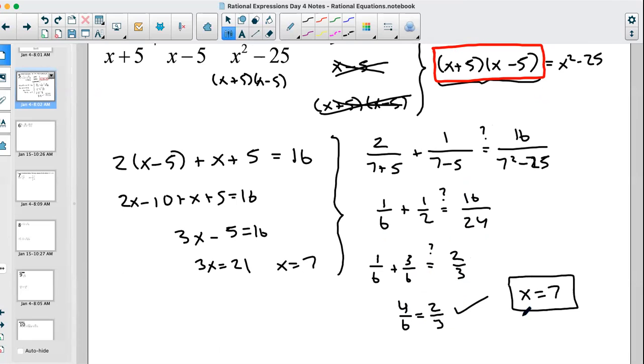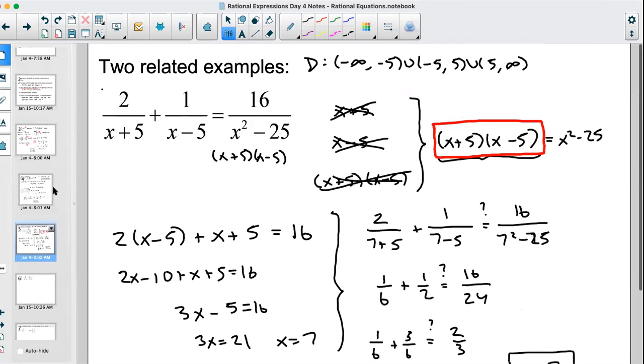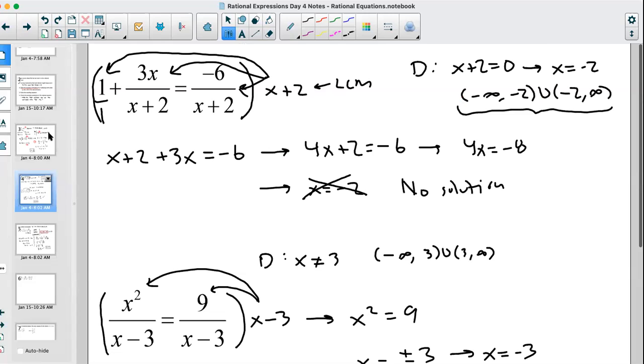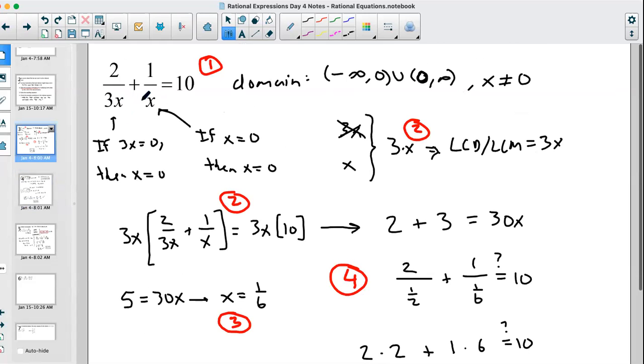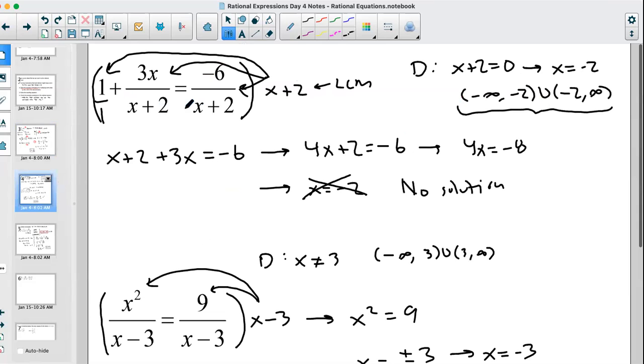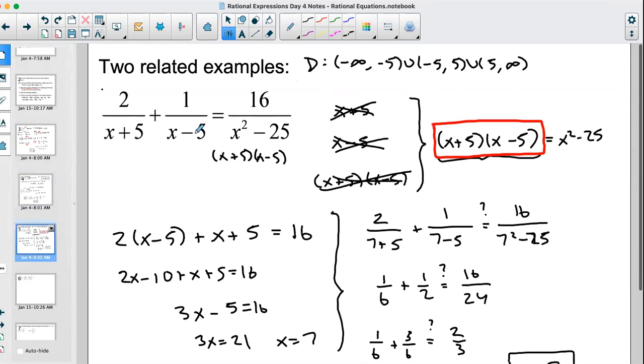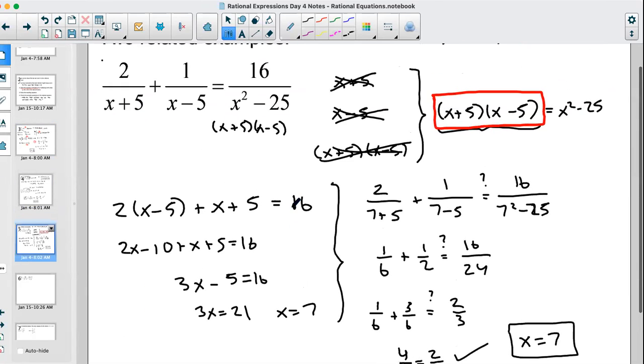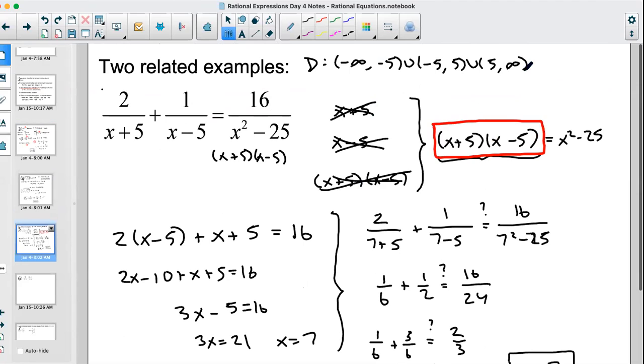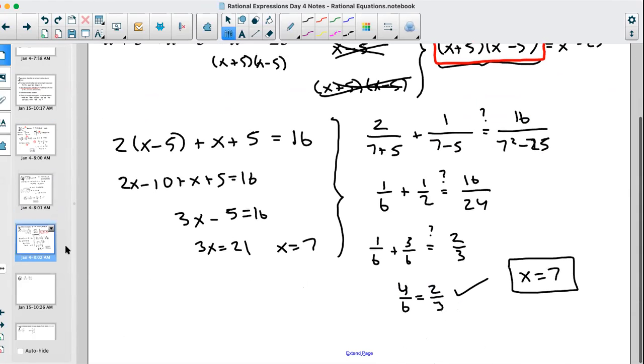Okay, so that's how this works. I just wanted to clarify how this one is a little different than the other ones. Like say this one, the denominators were monomials. In this one, they were binomials, but they were the same. And in this one, they're binomials, but they're different. So the LCM gets a little more complicated, but the process is exactly the same. Check the domain, find the LCM, clear the fractions, solve the equation, and check it.